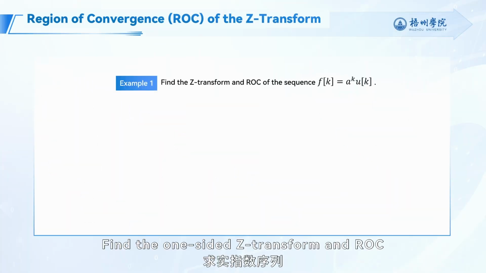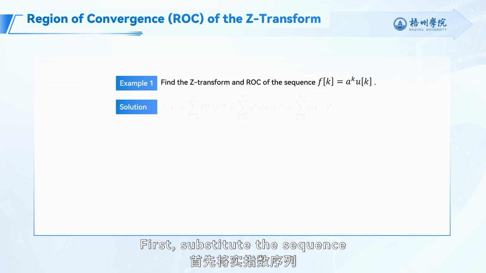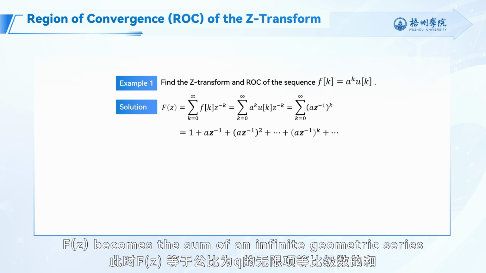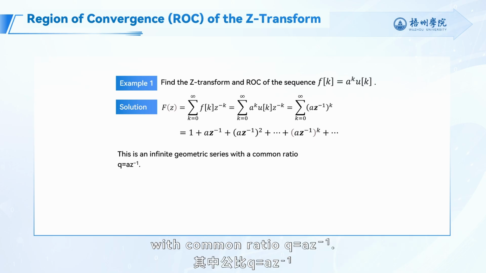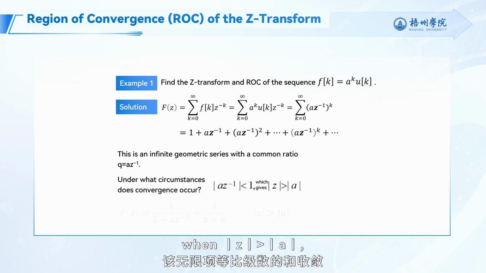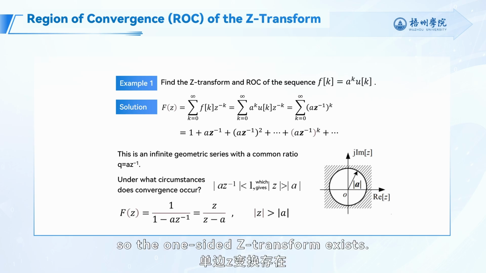Example 1. Find the one-sided Z-transform and ROC of a real exponential sequence f[k] equals a to the k times u[k]. First, substitute the sequence into the definition of the one-sided Z-transform. After simplification, F(z) becomes the sum of an infinite geometric series with common ratio q equals a times z to the minus 1. The series converges when the absolute value of z is greater than the absolute value of a, so the one-sided Z-transform exists.